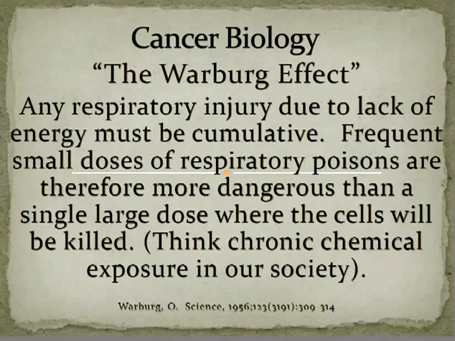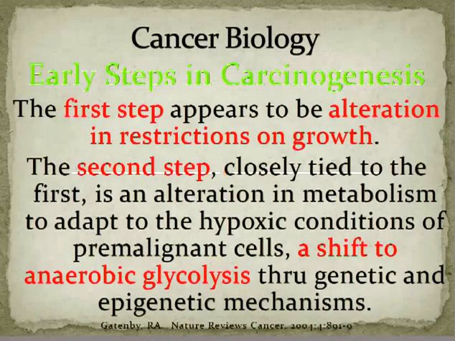Well, what he also said was that any respiratory injury due to lack of energy must be cumulative, such that frequent small doses of these poisons were more dangerous than a single large dose. When you think about a single large dose, what often happens, you can kill the organism. Well, this actually goes to what causes apoptosis and necrosis. The figures are that between a 25 and 75% reduction in oxygen will send the cell into programmed cell death. But you have to hit about 85% hypoxia to get to full-blown necrosis.